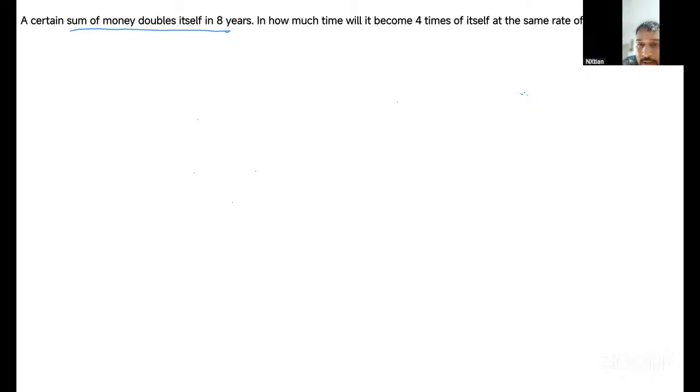No, the certain sum, the principal, will double after 8 years. For example, if 1,000 rupees is the principal, after some time it becomes 2,000, na. So it means that the interest is also 1,000 rupees, na. Understood, guys? What I'm trying to say.